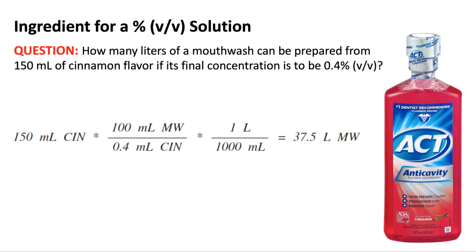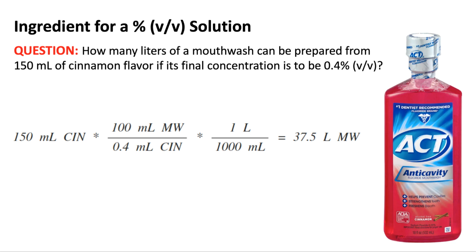Okay? Because what does 0.4% mean? It means 0.4 milliliters of the cinnamon for every 100 milliliters of mouthwash. That's by definition what percent volume per volume is. In this formula, though, notice we've set it up so that our units cancel correctly. So again, I'm going to multiply my 150 mils of cinnamon by the 100 mils of mouthwash on top over the 0.4 milliliters of the cinnamon. That way, units of milliliters of cinnamon cancel, and I'm in units of milliliters of mouthwash.